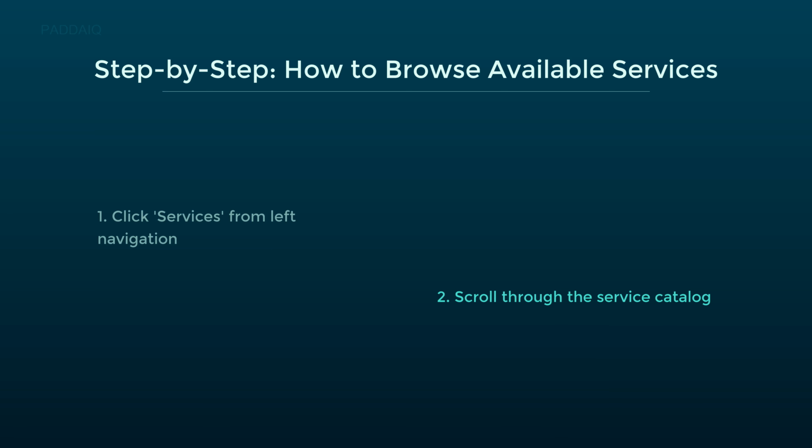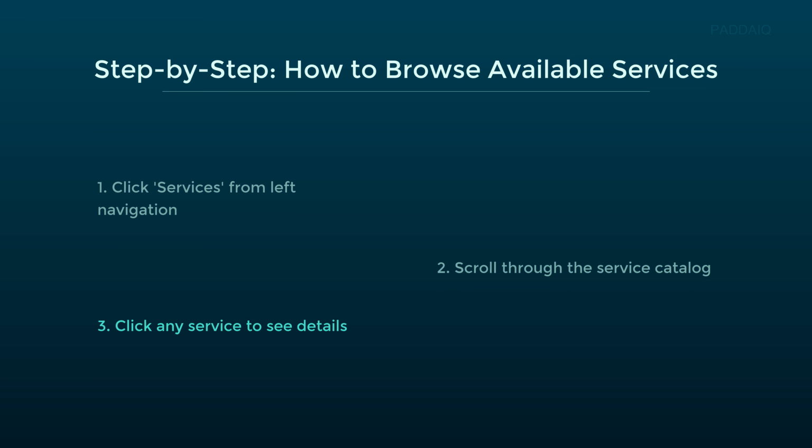2. Scroll through the service catalog. This means you will visually scan the list of available services in the BTP Cockpit. For example, you might scroll past databases, analytics tools, and integration services to find what you need. This simple navigation helps you discover all available solutions for your project quickly.